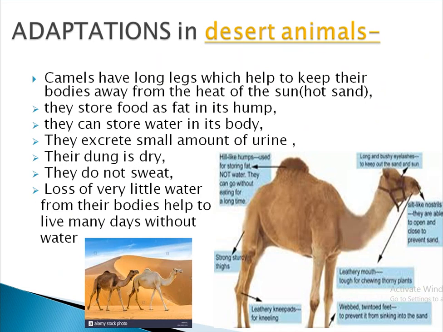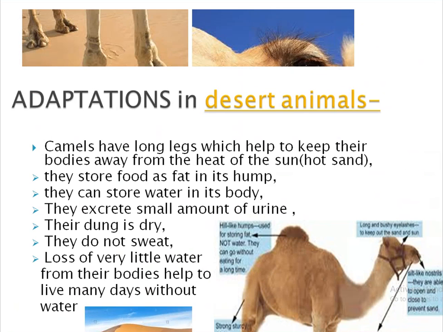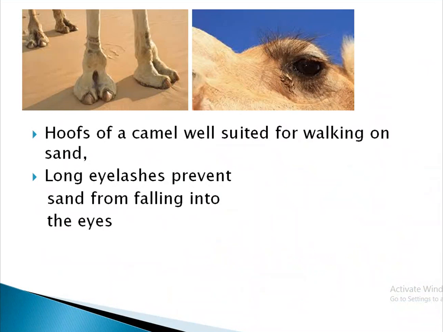Now we can see some other adaptive features in the body of the camel. The hoof of the camel is well suited for walking on sand. The large white feet are divided in half, and the pads of the camel's feet are covered with thick protective soles which protect them from the intense heat of the sand. The last characteristic is the long eyelashes, which prevent sand from falling into the eyes. And actually, in the eye of the camel, there are three types of eyelids present.